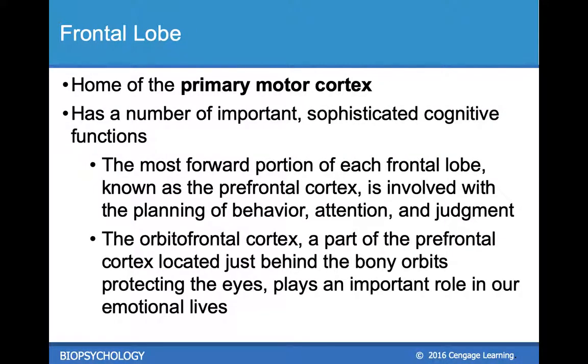All right, then we have our frontal lobe. This is home to our primary motor cortex. This has a number of important sophisticated cognitive functions. The most forward part of each frontal lobe is our prefrontal cortex, that's involved with planning of behavior, attention, and judgment. Again, these are the parts of the brain that take the longest to develop.